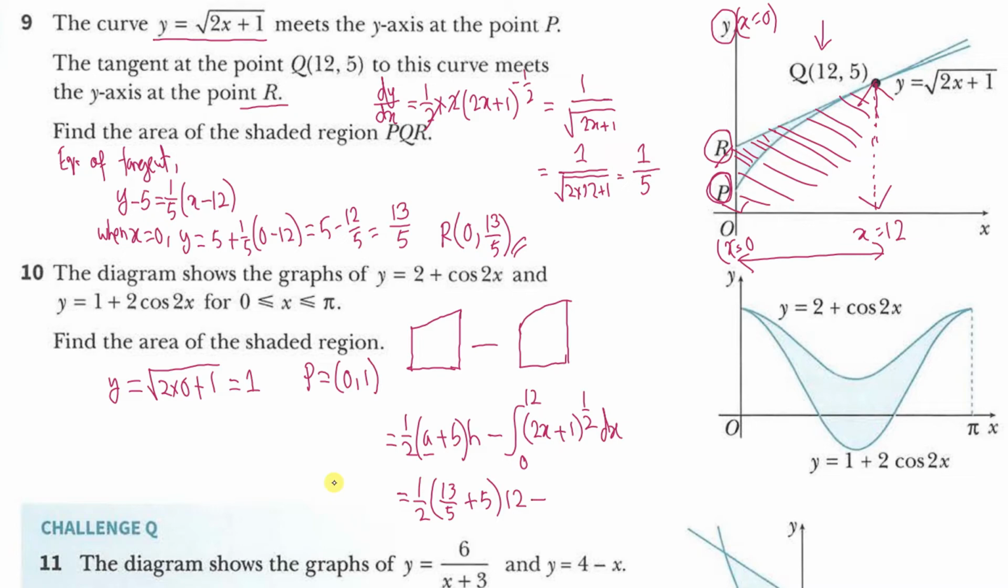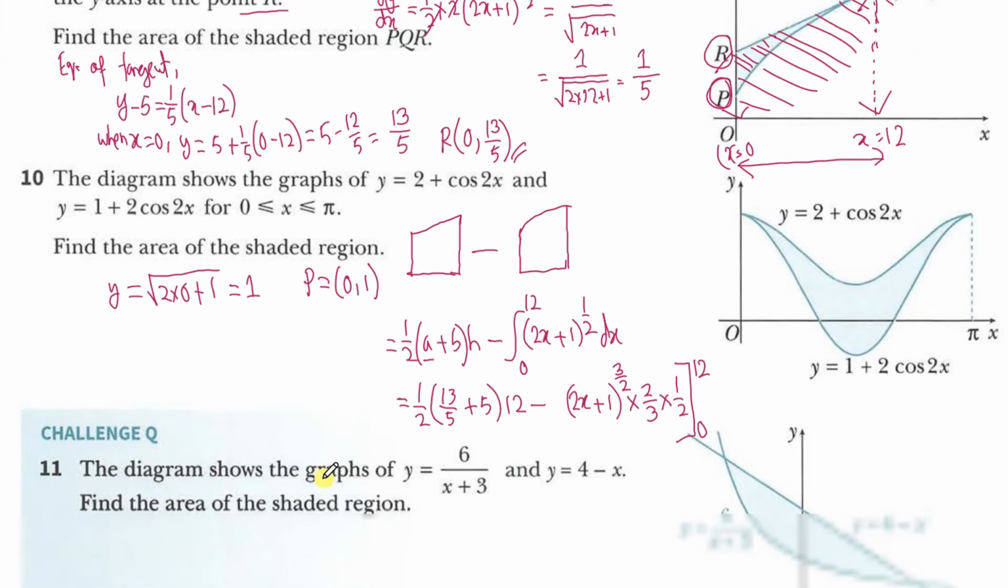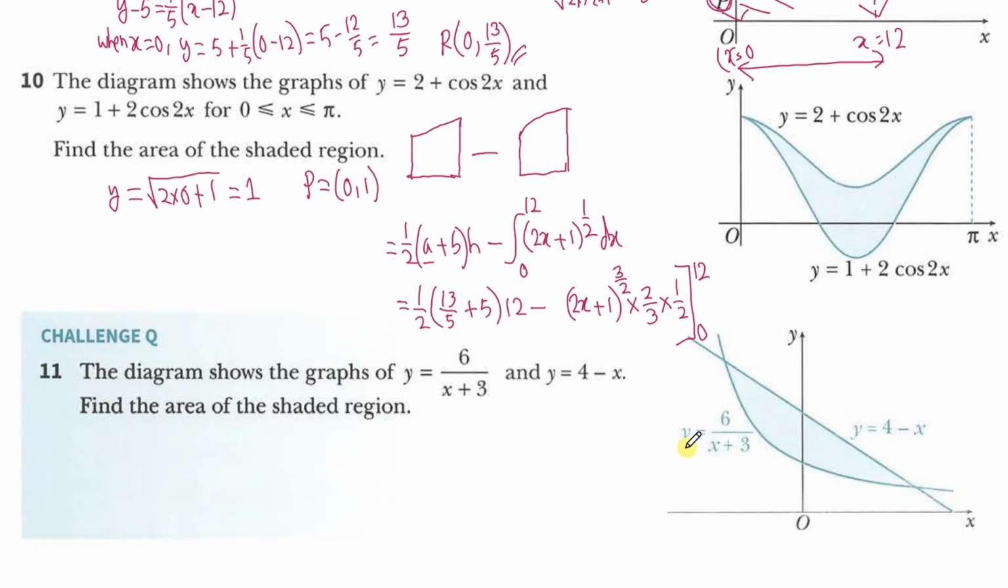Now we are going to integrate this (2x plus 1) to the power half. If we integrate, it becomes (2x plus 1) to the power half plus 1, which is 3 by 2. One important thing, we need to divide by 3 by 2, which means multiply by 2 by 3, the reciprocal, and for the coefficient of x, which is 2, we have to multiply by half. So this is our integration of this part. Let me put the limits from 0 to 12.